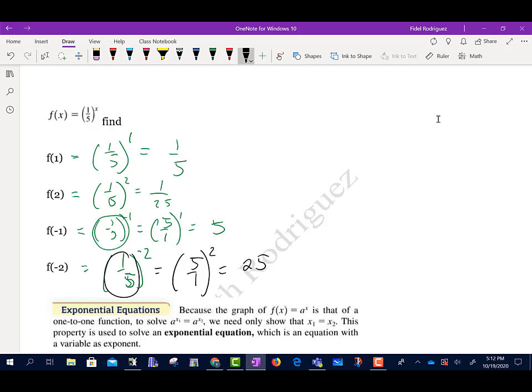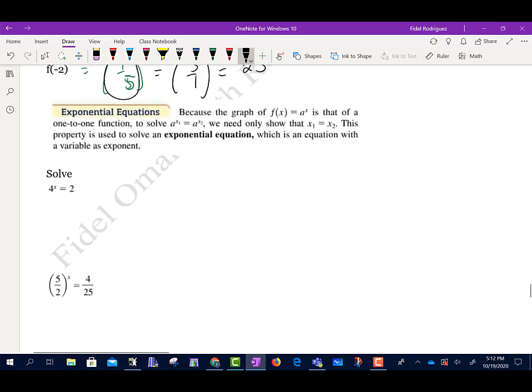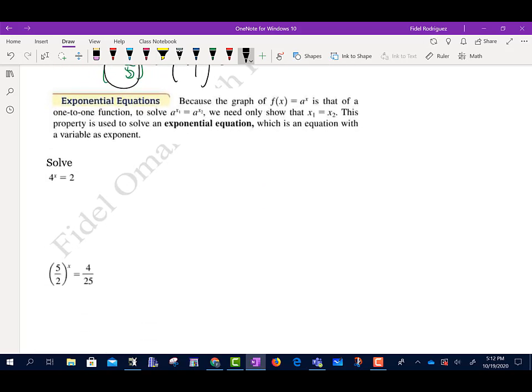So, a little bit about exponential functions. It says because the graph of f of x equals a to the power x is that of a one-to-one function, to solve a to the power x1 equals a to the power x2, we only need to show that x1 is equal to x2. This is how we solve exponential equations, which is an equation where the variable appears as an exponent. That's what we have right here.